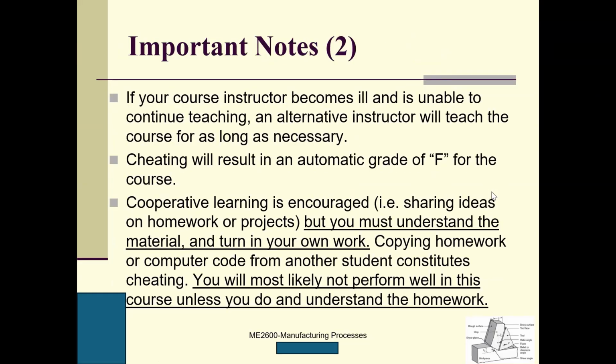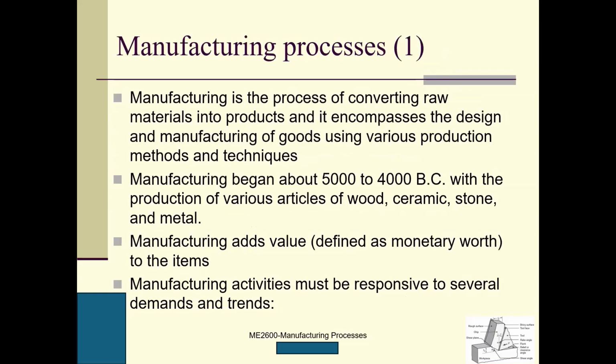Okay, then we talk about the introduction to manufacturing processes. Manufacturing is a process of converting raw materials into products. We know this one, right? We have some idea. It encompasses the design and manufacturing of goods using various production methods and techniques. This is how we define manufacturing.